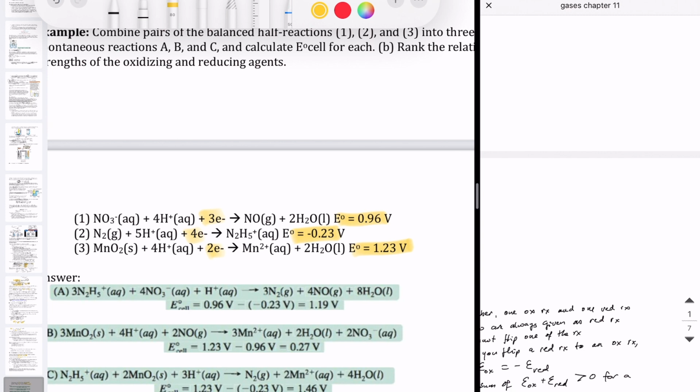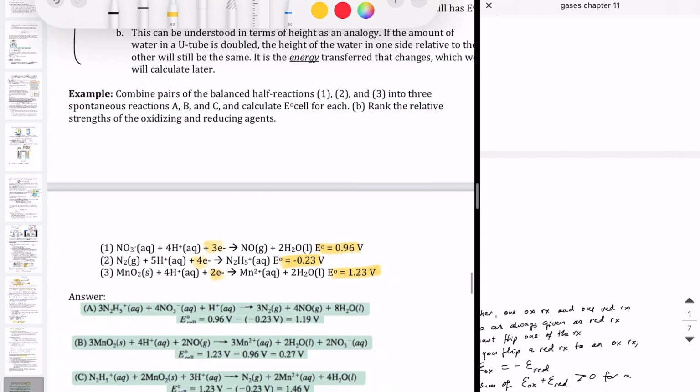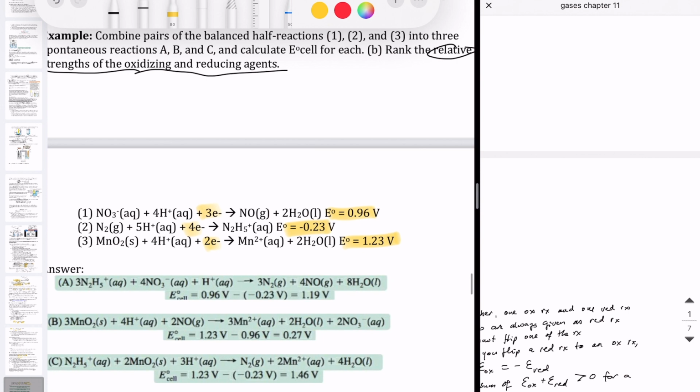Now, what I want to know here is the following. Which ones will work if I pair them up together? How would I pair them up? Who should be the anode? Who should be the cathode? And the last question this example is asking is to rank the relative strength of the oxidizing and reducing agents. I'll show you an example of how to think through one of these, and then you should be able to do the other two.